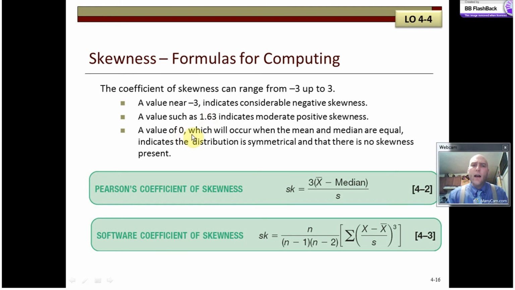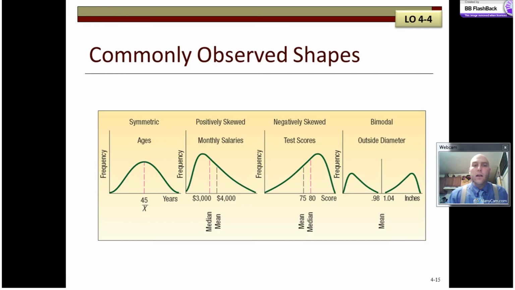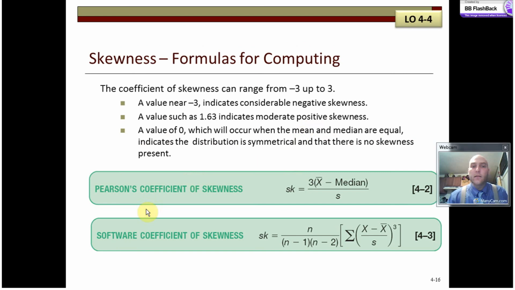Let's go back to this one though, a value of 0, which will occur when the mean and median are equal. If the mean and median are equal, like this, half of it's over there, half of it's over there, that means the median, as well as the x bar indicated here, is the mean. When the mean and median are equal, we have no skew. It means our distribution is perfectly symmetrical and there's no skewness. Looking at this formula right there, if x bar is 5 and the median is 5, no matter what our value is for s, 5 minus 5 is 0, which means our skew is going to be 0.